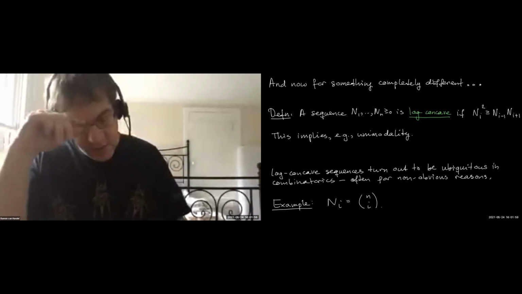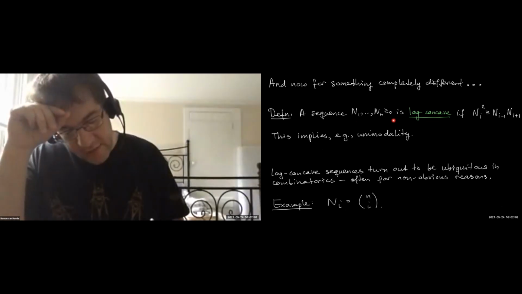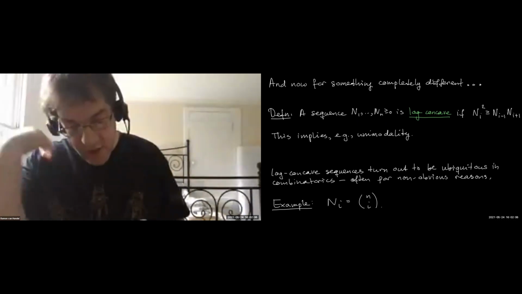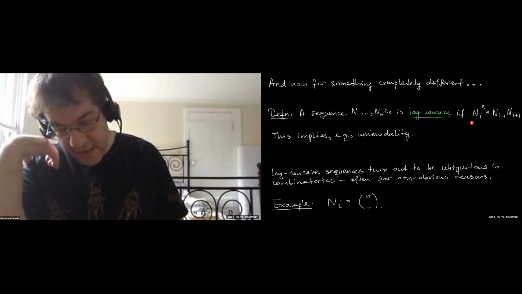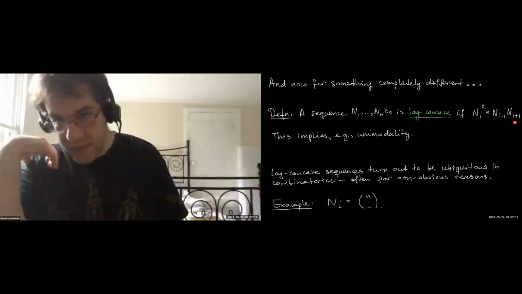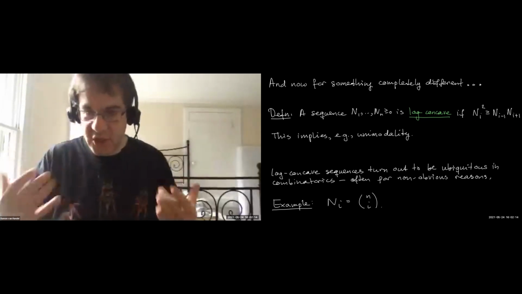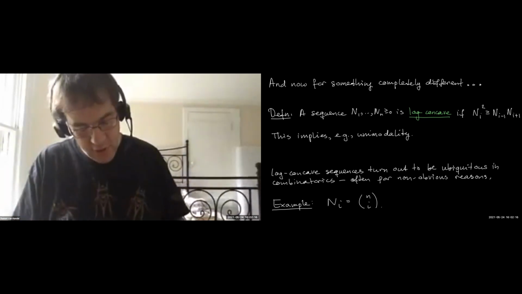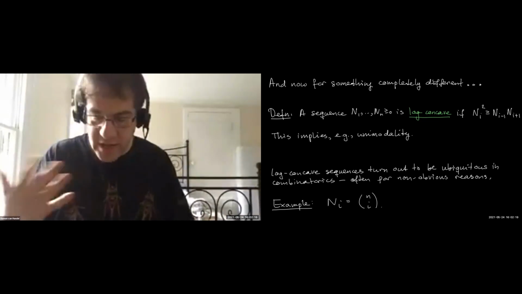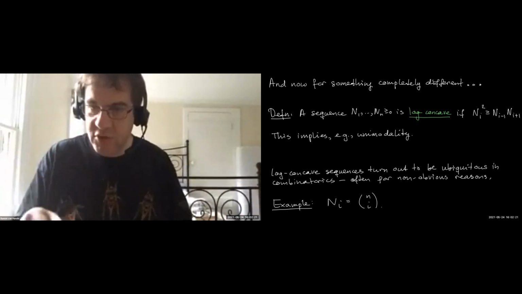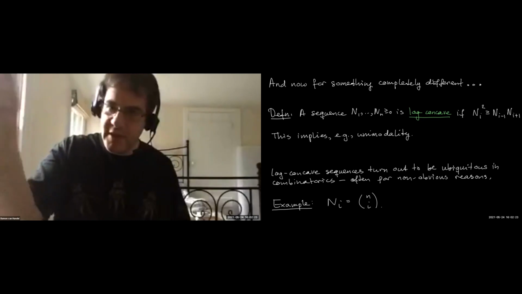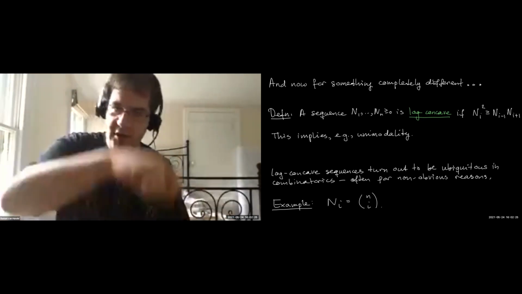Let's first make a classical definition. If I have a sequence of non-negative numbers, usually we will take these to be integers, the sequence is called log-concave if it satisfies this inequality: n_i squared is greater or equal to n_{i-1} times n_{i+1}. So this is the definition of a log-concave sequence. And you should think of this as a strengthening of the unimodality property. Every log-concave sequence is unimodal. That means that it first goes up and then it goes down. Right? It cannot go up, down, up, down.